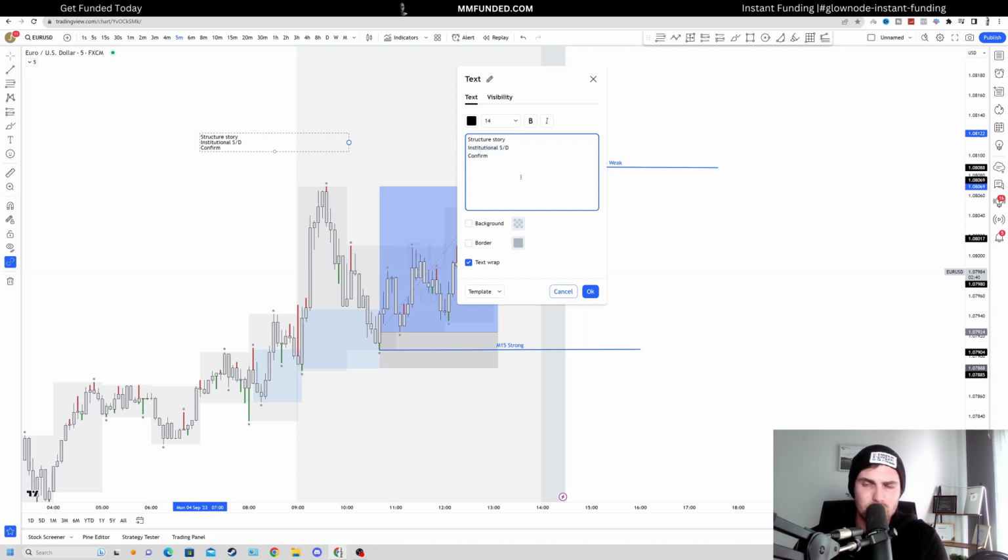That means identifying an institutional supply or demand zone that has created a strong and protected structural low or high. Vice versa, identify those weak structural highs that you can look to target from those institutional zones. And then finally, entry confirmation.